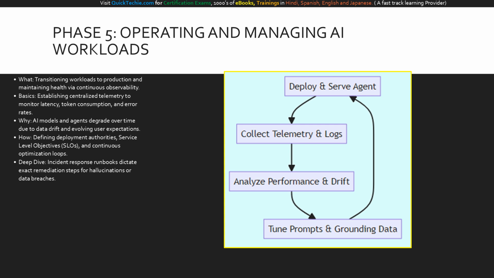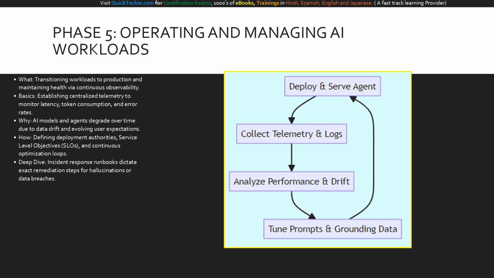Take a moment to review this continuous feedback loop, which represents the management and operations phase of the agent lifecycle. Unlike traditional linear deployment, AI operations are cyclical. The cycle starts at the top with deploy and serve agent, where the agent actively handles user requests in production. Immediately, this feeds into the collect telemetry and logs node. Here, the system continuously gathers data on token usage, latency, error rates, and user feedback.